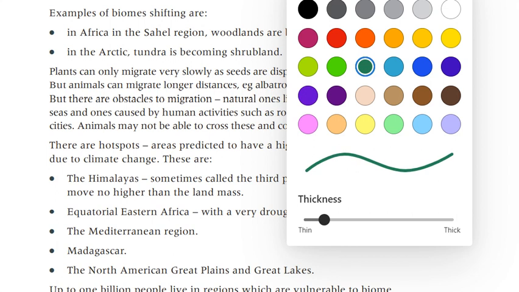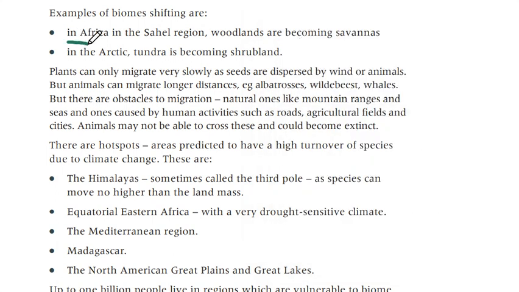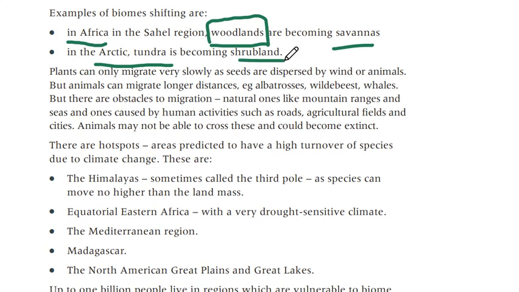If I talk about those, it will be the Sahel region in Africa, which used to be woodlands and is now savannas. In the Arctic, the tundra is becoming shrubland because the climate is becoming more favorable. It's becoming warmer. There's global warming, so the climate is more favorable, I would say, for shrubs and other plants to survive. So that's why it's becoming shrubland instead of tundra.